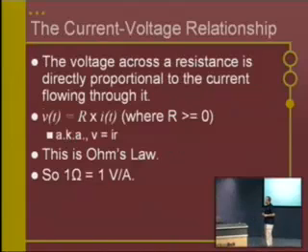The current voltage relationship is given by Ohm's law, which is V equals IR. So the voltage across an element is proportional to the resistance and the current going through it. An ohm then is technically defined as a volt per amp, for what it's worth.